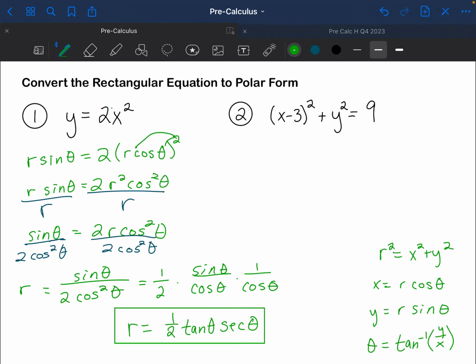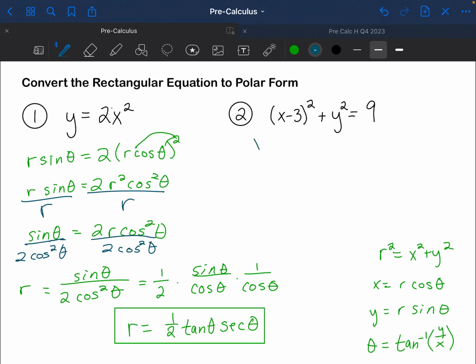x minus 3 squared plus y squared equals 9. Remember how in the last one I said, every time you see an x, plug in r cosine theta. Every time you see a y, plug in r sine theta. If you see parentheses, you're going to pause, and first you're going to distribute because maybe another opportunity presents itself. So let's go ahead and FOIL out this binomial squared.